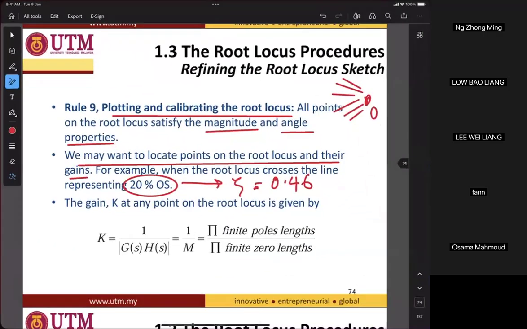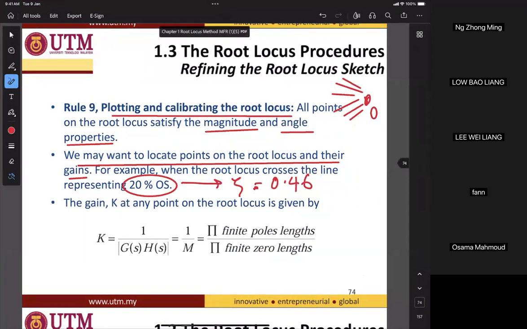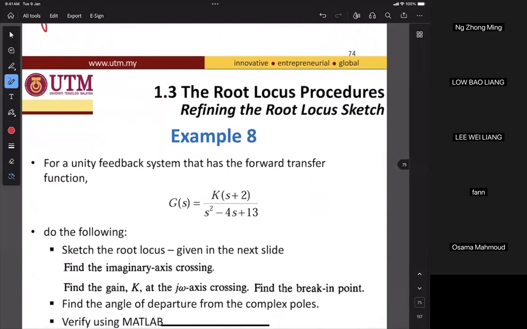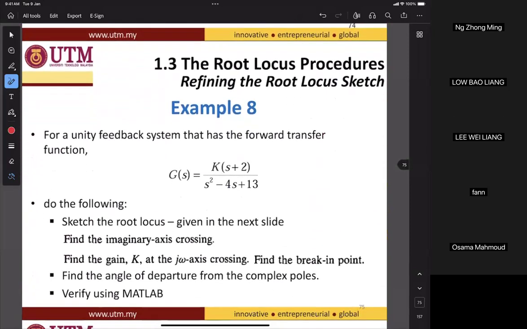At that point, you can calculate the gain, which is 1 over the magnitude of GS HS, that is, the finite pole lengths over the finite zero lengths. This is one formula. There is another formula using the magnitude formula. Let us see this example.